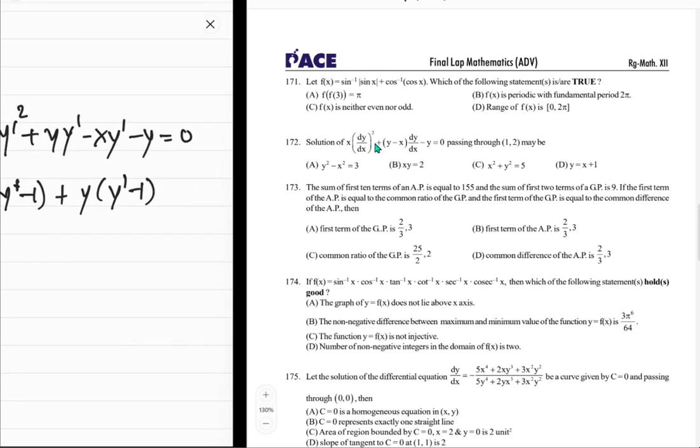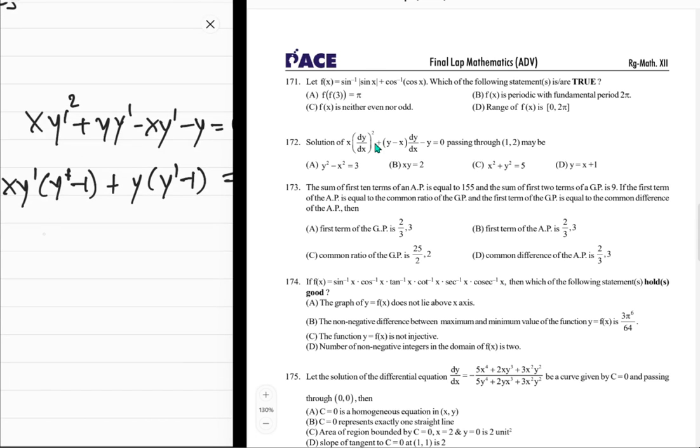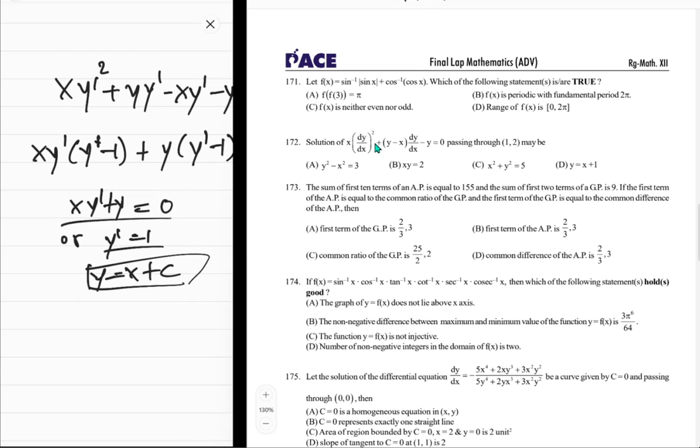तो बहुत ही अच्छा है यार, फैक्टराइज हो गया तो. The thing is xy dash plus y equal to 0 or y dash is equal to 1. Well, this is the same thing as saying y equal to x plus some constant. और ये जो चीज है over here, y dash upon y is equal to negative 1 upon x, right?